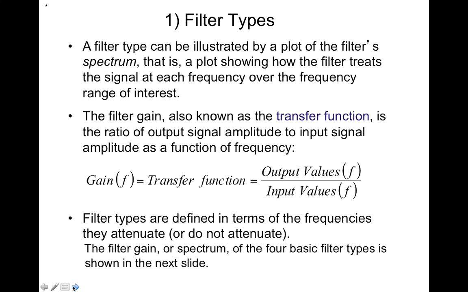A filter type can be illustrated by a plot of the filter spectrum. A spectrum plot shows how the amplitude of a signal changes as a function of frequency based on what the filter is going to do to it. The filter gain is known as a transfer function, and it's basically the ratio of an output signal amplitude to an input signal amplitude, and that's a function of frequency. Filter types are then defined in terms of the frequencies they do or do not attenuate. So in the next slide, we'll show the 4 basic filter types.